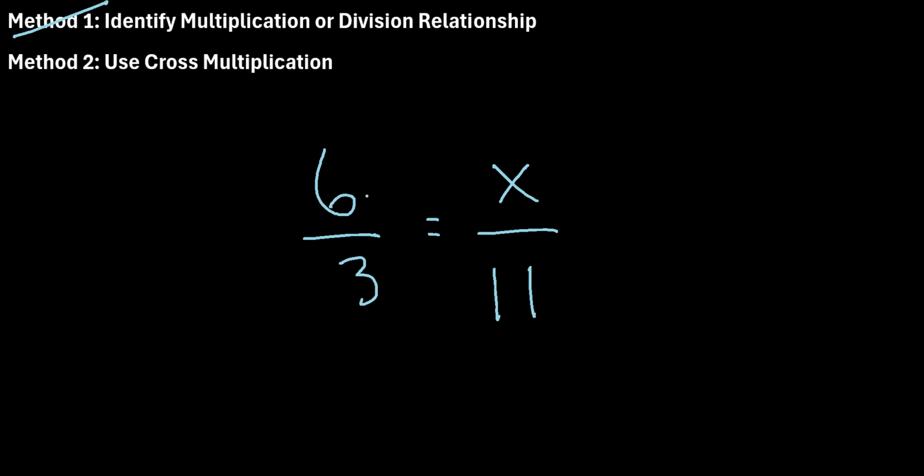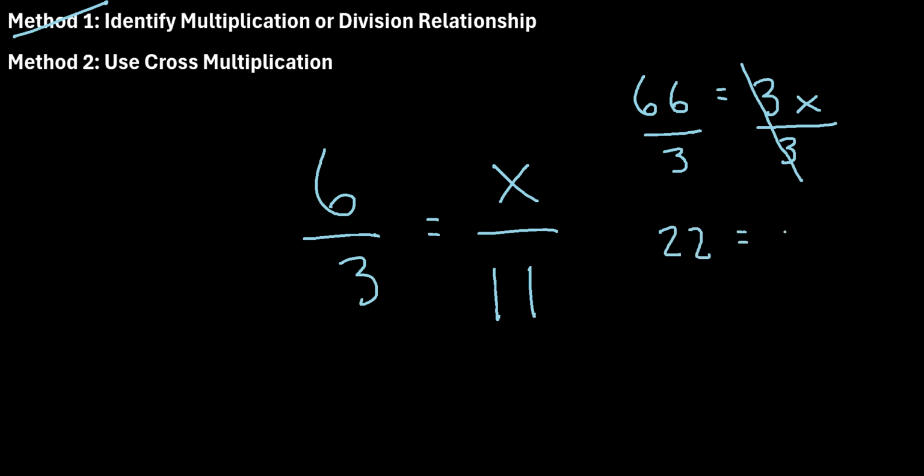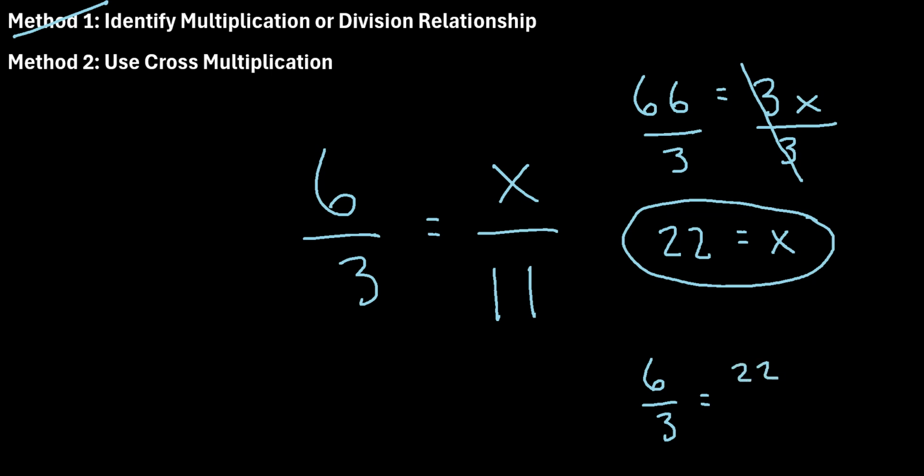So that's when we multiply the values that are diagonal from each other and we set them equal to each other. So we say 6 times 11, that's 66. We set it equal to 3 times x, which is just 3x. Now to solve for x, we just need to divide both sides by 3. So when we do that, the 3's cancel out on this side, and 66 divided by 3 turns out to be 22. So x is equal to 22. And that's our final answer. And what we'll find is 6 over 3 is equal to 22 over 11.